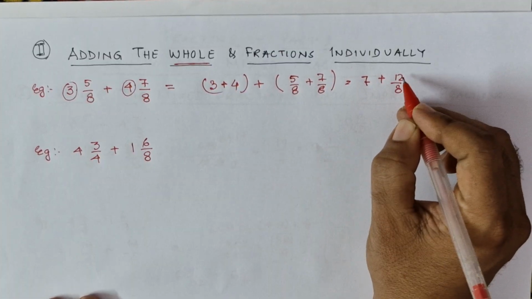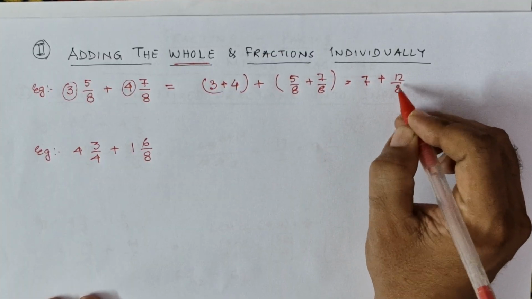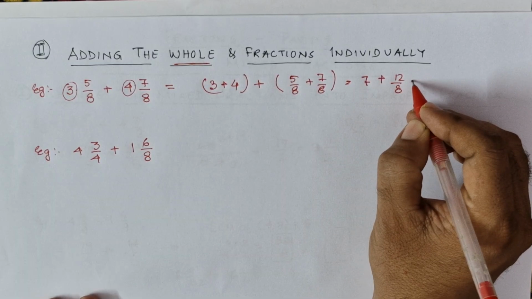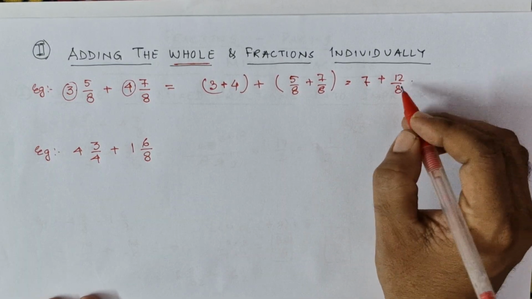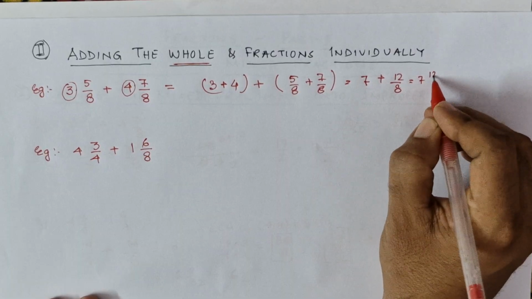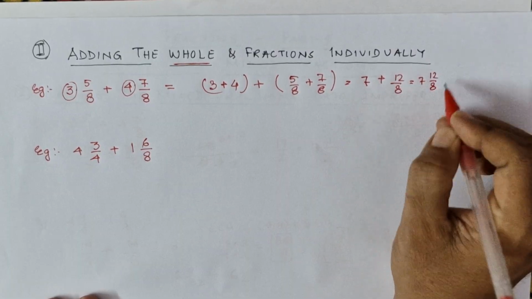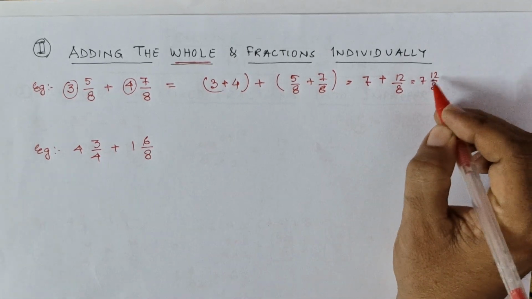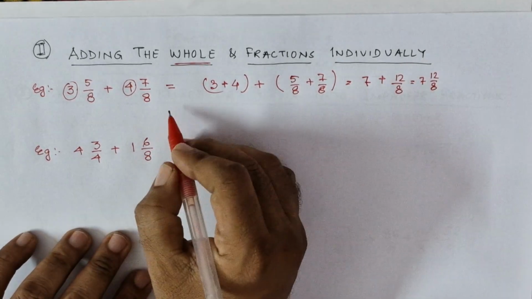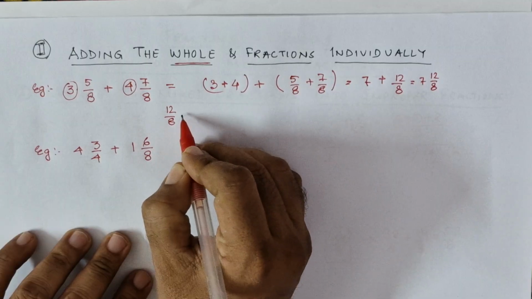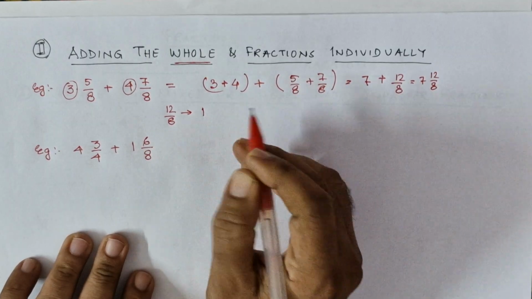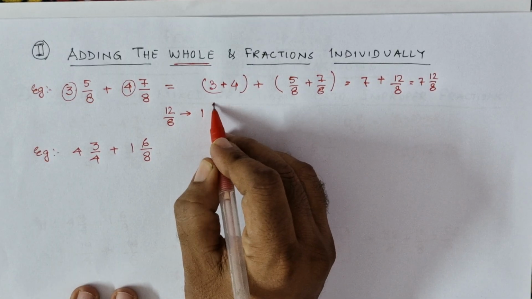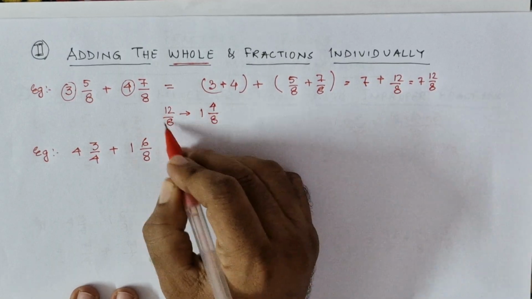Now what can I do? I can simplify this here. 12 by 8 can be simplified, or I can write simply 7 12 by 8, and then simplify. But see, what is 12 by 8? In mixed fractions I can write it as 1 whole 4 by 8, which is 12 by 8.